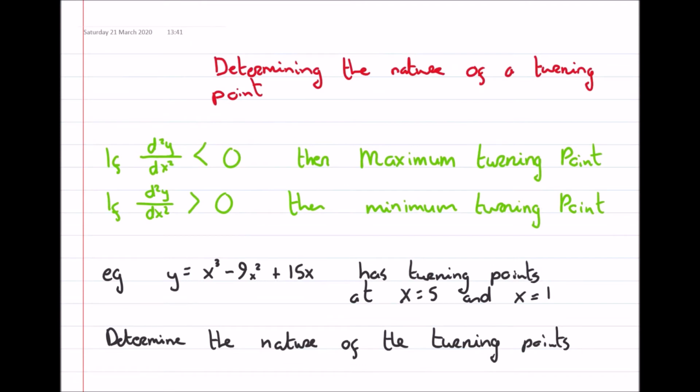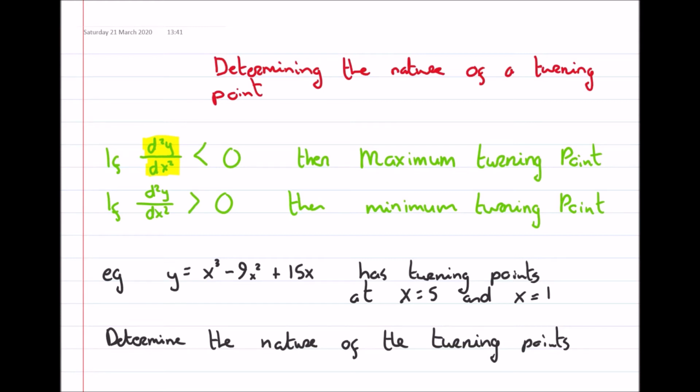Okay, now look at this, right? We come back to that question. I want to just go to this first. When we're determining the nature of a turning point, what I mean by determining the nature is seeing whether it is a maximum or a minimum value. Well, what we do is I'll differentiate the function twice. So look, I have my d squared y over dx squared. So I differentiate it twice. I'll put in then the x value.